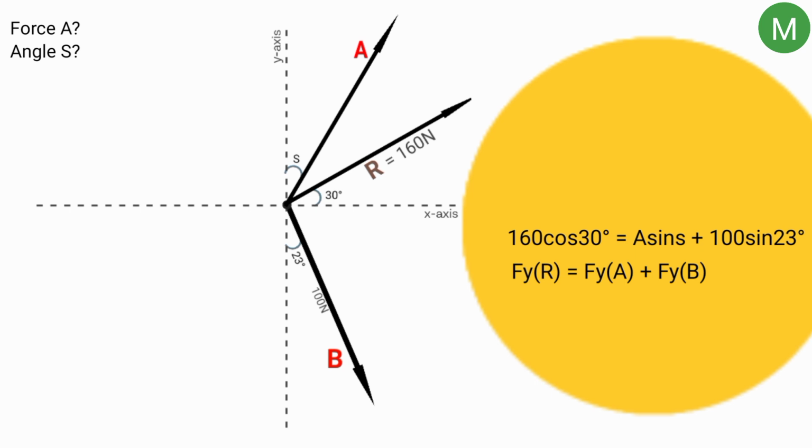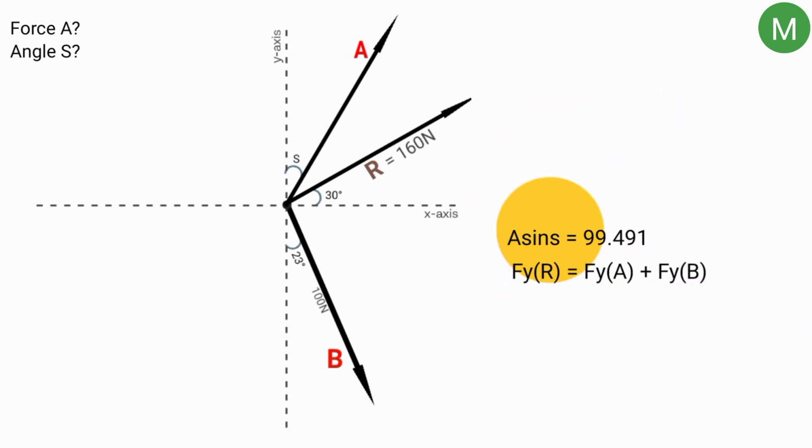Making A sine S the subject, we subtract 100 sine 23 degrees from both sides. Now A sine S equals 160 cos 30 minus 100 sine 23. 160 cos 30 minus 100 sine 23 is 99.491. So A sine S now equals 99.491. We have two unknown variables in the equation, and hence we cannot solve it using this equation alone.